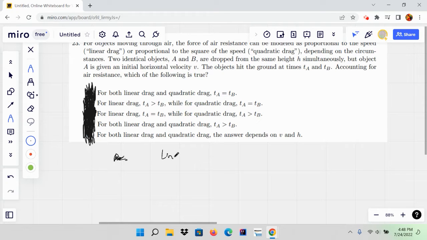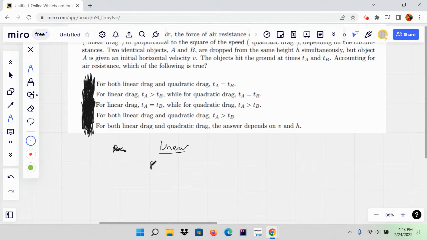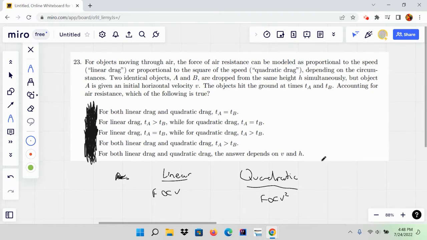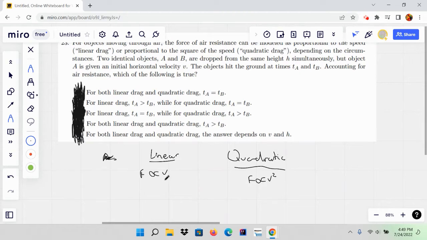Okay. So linear, and for this one, your force of air resistance is going to be proportional to your velocity. And then for quadratic, which is the other case, your force is going to be proportional to your velocity squared. If you want to read the entire problem, I'd recommend pausing beforehand or taking a look at the website. So you have two cases given in the problem. The air resistance force is proportional to velocity, and the other is proportional to velocity squared.